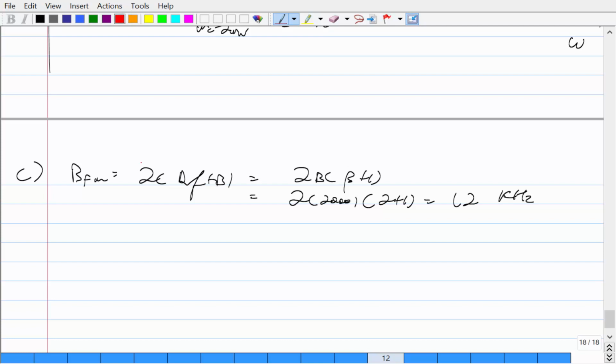One of these is perfectly fine. So you can use this, or you can go to this if you don't have the frequency deviation and you just have the modulation index instead.